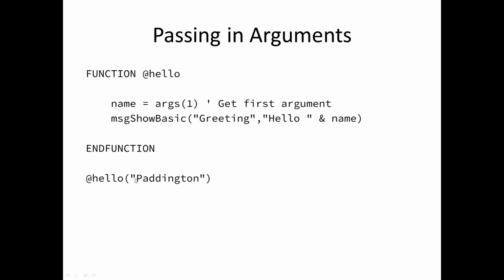Anyway, if I wanted to pass in the name Paddington here and display a greeting that said hello Paddington, I would say args1 and assign that into a value here. I called it name, and then I built my message here using the ampersand, which concatenates two strings together, and then this would display the message.